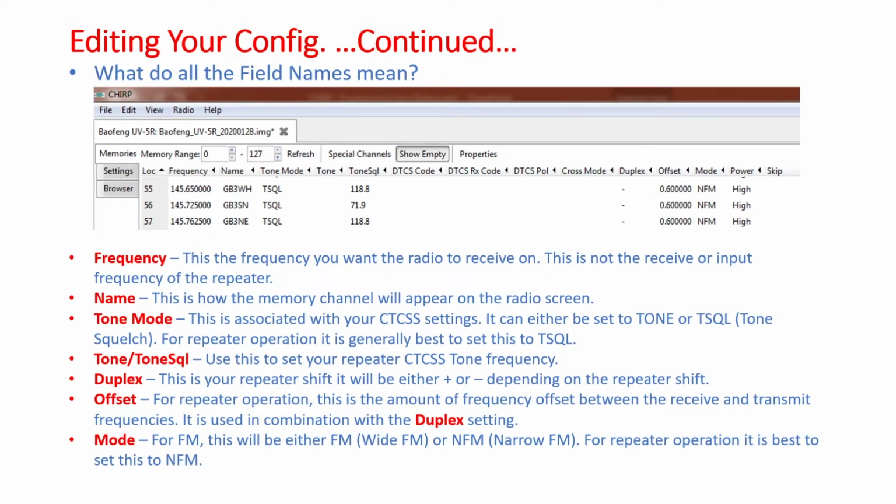Mode is generally for FM. You usually get two settings. On the Baofeng, it's either FM, which is actually wide FM, or NFM, which is narrow FM. For repeater operation, I have found using narrow FM is better.